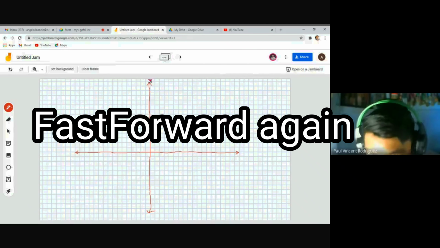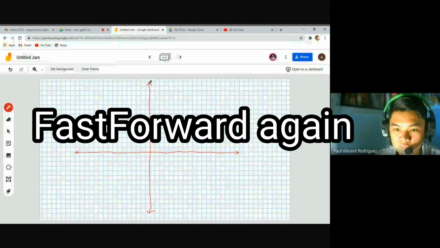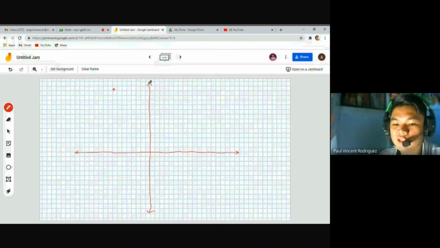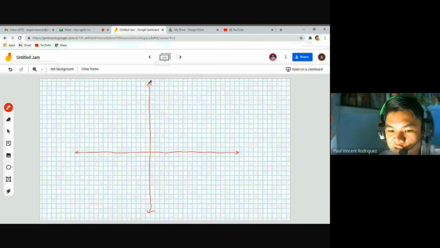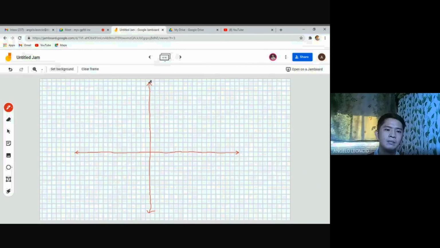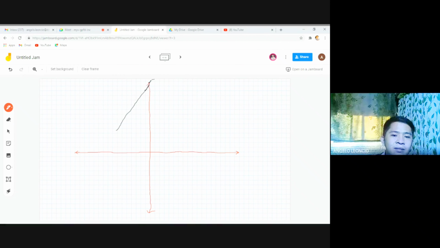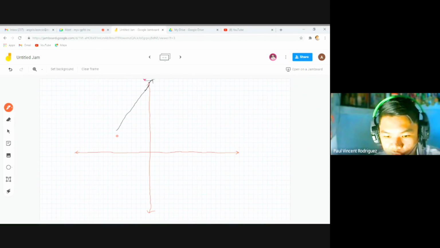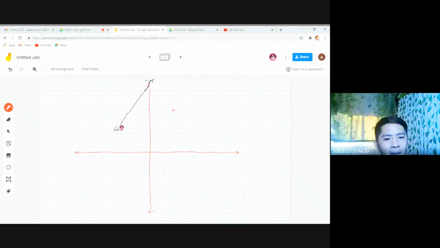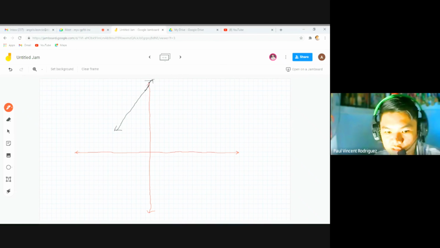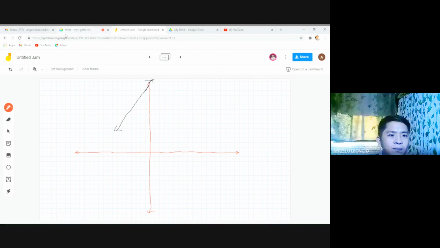Okay. So let's add the arrows. And so that's the graph of the function h of x equals 2x plus 15. Okay, thank you so much, Paul.